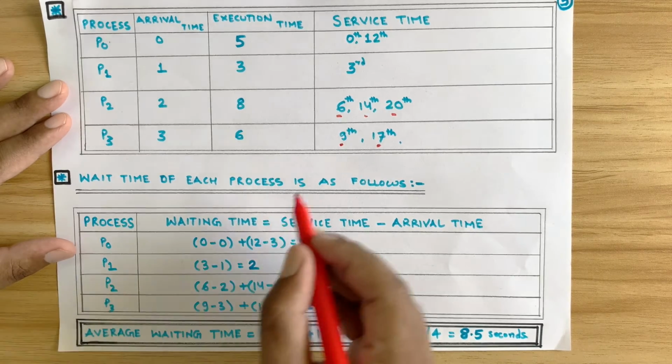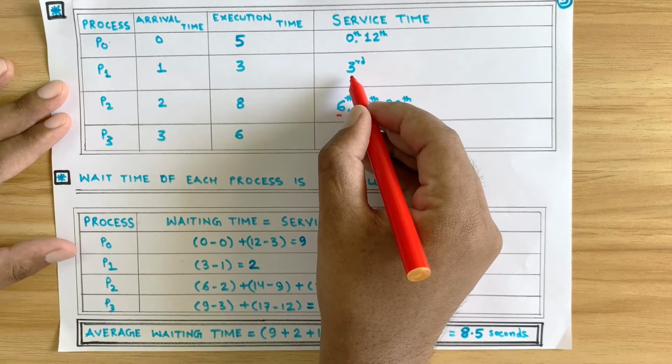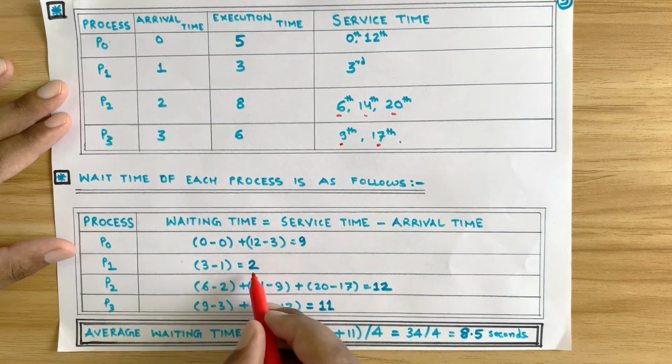Now P1 arrived at 1st second but was provided service at 3rd second. Hence 3 minus 1 gives 2 seconds. Its waiting time was 2 seconds.